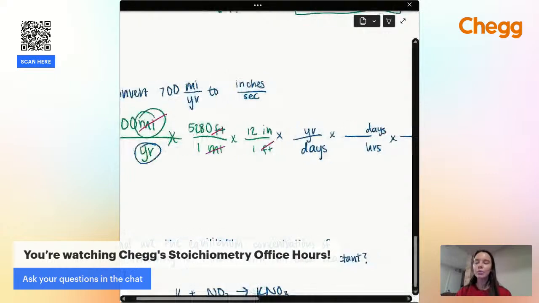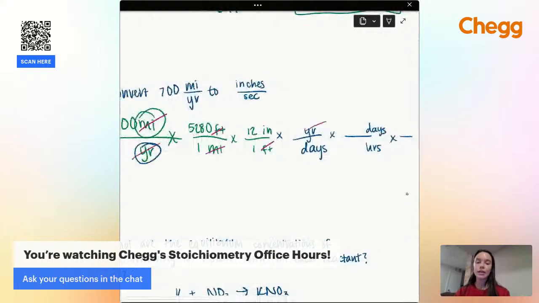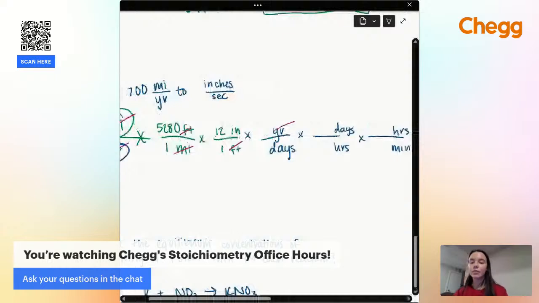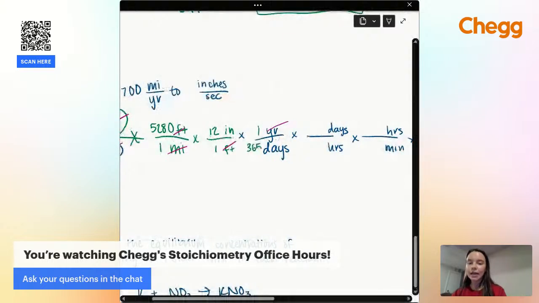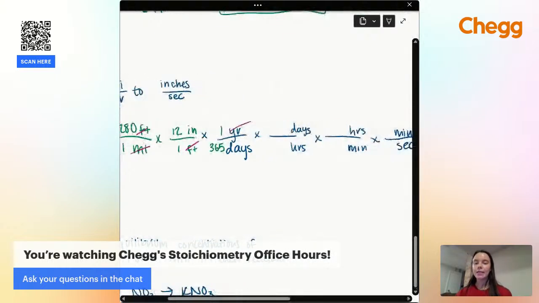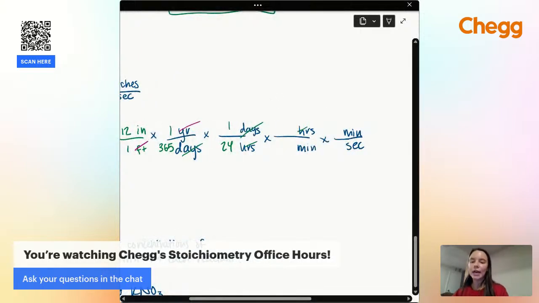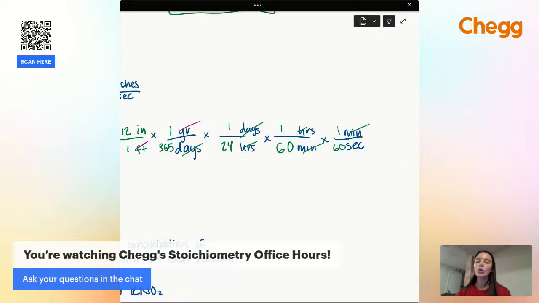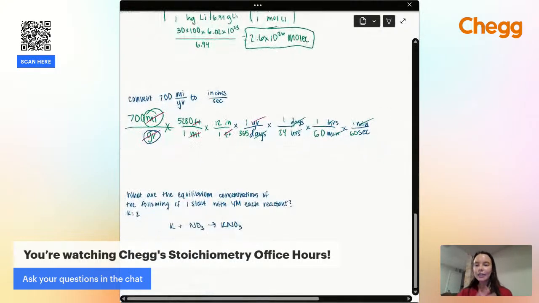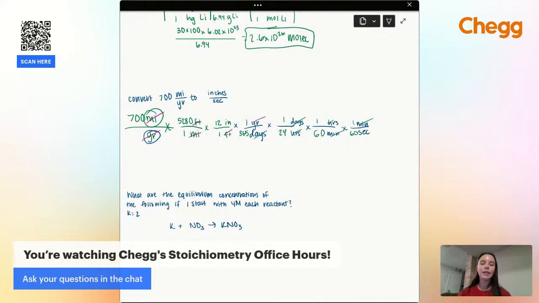Then we want to do years. Our years and years are going to cancel out. 1 year is 365 days. And then we have days to hours. 1 day, 24 hours. Hours to minutes, 1 hour, 60 minutes, minutes to seconds, 1 minute, 60 seconds. We're going to put all of that in the calculator. So I encourage you to do that. I'm going to give y'all 1 minute to put it in the calculator.